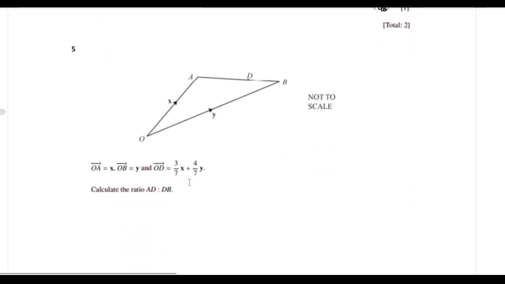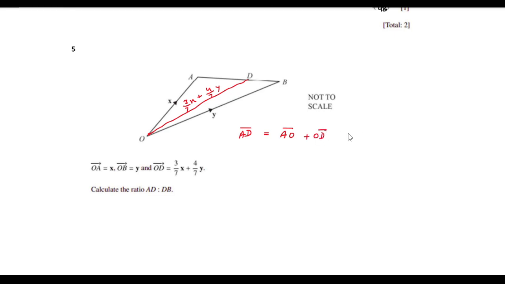Okay, now fifth question. Fifth question is, OA is given as x, OB is given as y, and OD. So let us join this O with D. This OD is given as 3 divided by 7 times x plus 4 divided by 7 times y. Now I have to calculate the ratio AD to DB. So what we can do, we can find out what is AD. So here your AD bar can be written as AO bar plus OD bar.